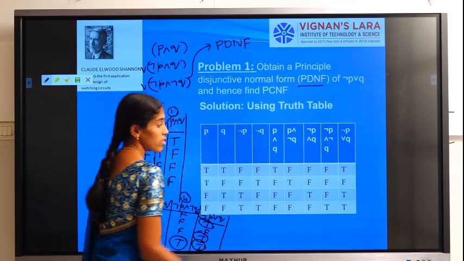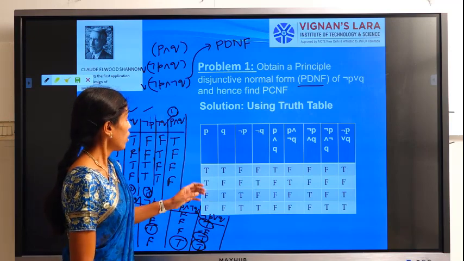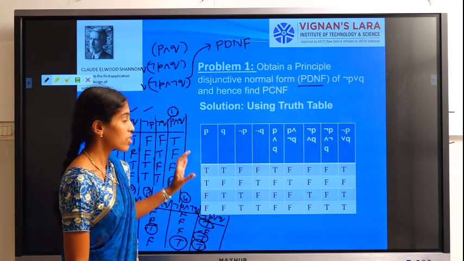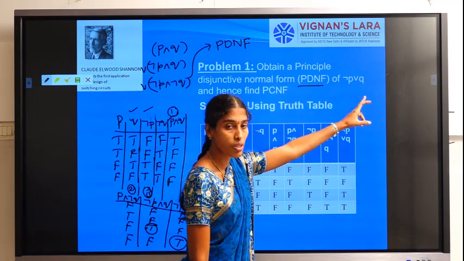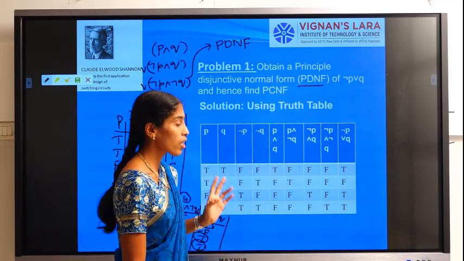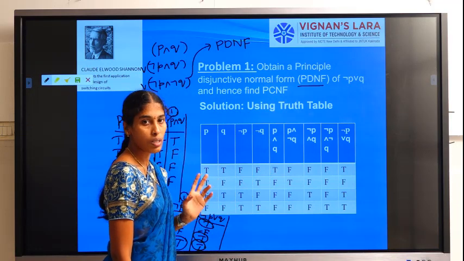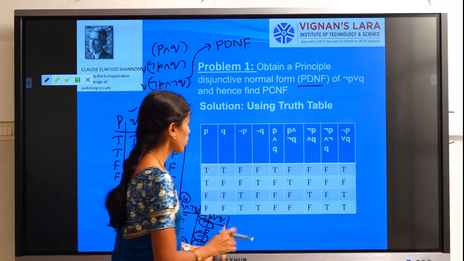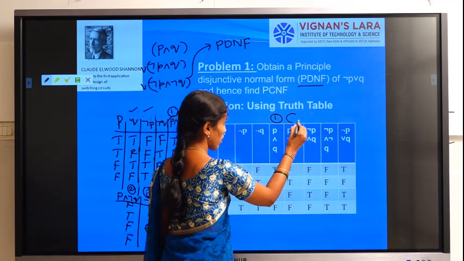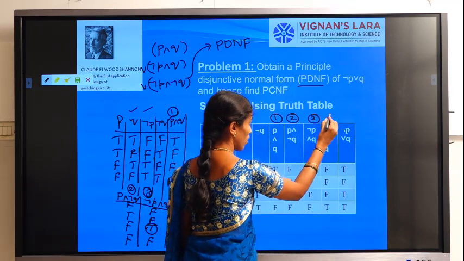Right now, we will summarize this method. How to find a PDNF: first we need to check how many variables there are. Here two variables P and Q are there. Because two variables are there, we have 2 squared, that is 4, min terms. These are the min terms. First min term, second one, third one, fourth one.